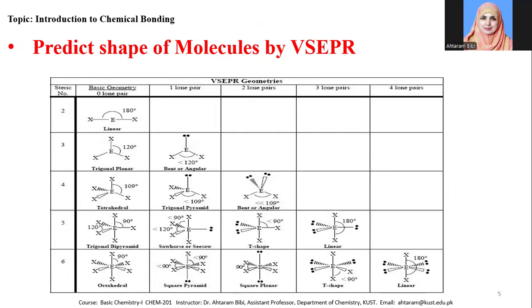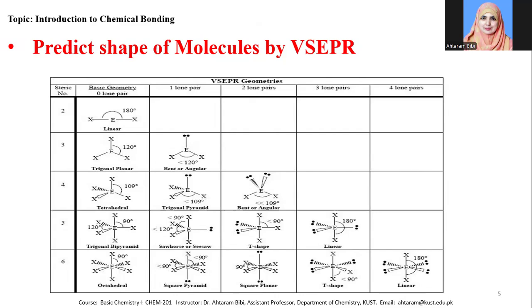But if there are 3 bonded pairs of electrons and 1 lone pair of electrons, then the structure will be trigonal pyramidal. The reason for the distorted or irregular structure is that the lone pair of electrons has more repulsion as compared to the bonded pair of electrons. Therefore, this structure is trigonal pyramidal. If there are 2 bonded pairs and 2 lone pairs of electrons, then the structure is also bent or angular.